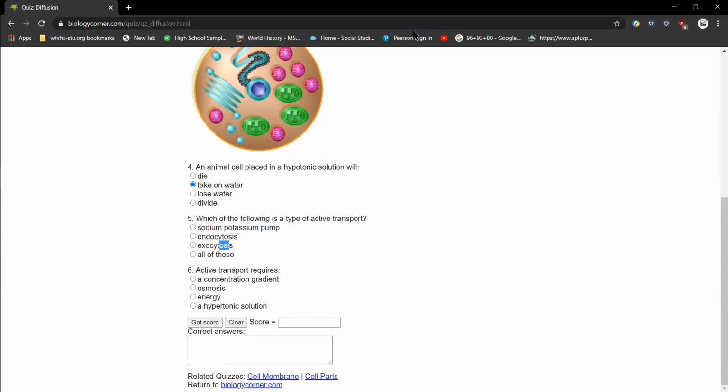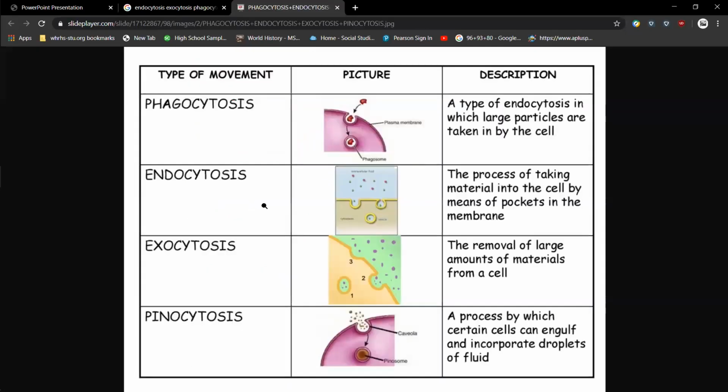Exocytosis, I actually have a diagram here to show you guys what these are. So this is kind of all of the different types of movements. So we talked about endocytosis, which is the process of taking material into the cell. There's also exocytosis, and this is the removal of materials from a cell. If you remember when we talked about the cell, we said that the proteins are stored in something called vesicles. So one way vesicles can be used is they can be taken out of the cell by exocytosis. Pretty much the vesicle will bind to the plasma membrane and excrete its contents.